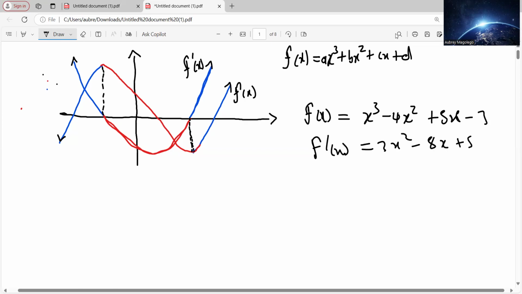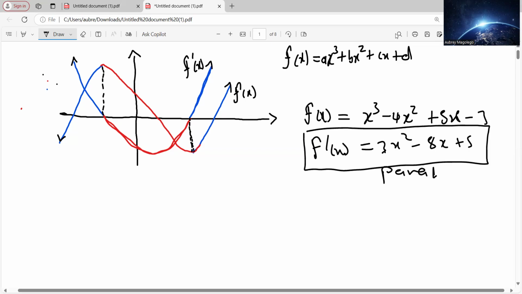I hope all of us know how to derive a function. And then let us notice something. The moment you derive a cubic function, it gives you a parabola. What do we get? We get a parabolic function because we have ax squared minus bx plus c. So we have x squared, then x, and a constant number. It means this is a parabola graph.